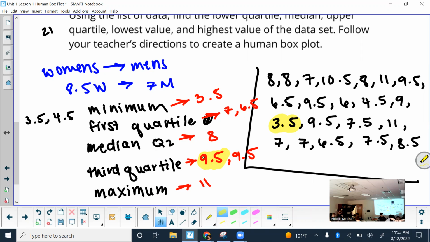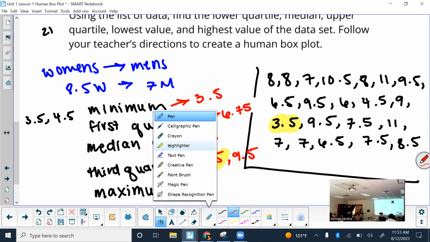So someone maybe on your phone, just pull out your calculator. What's 7 plus 6.5? 13.5. And then what's 13.5 divided by 2? 6.75. Which, if you notice, is the middle point between 6.5 and 7. All right, is it possible for someone's shoe size to be 6.75? No, they don't make shoes in that size. But that's what our first quartile is. It's the median of our lower half.